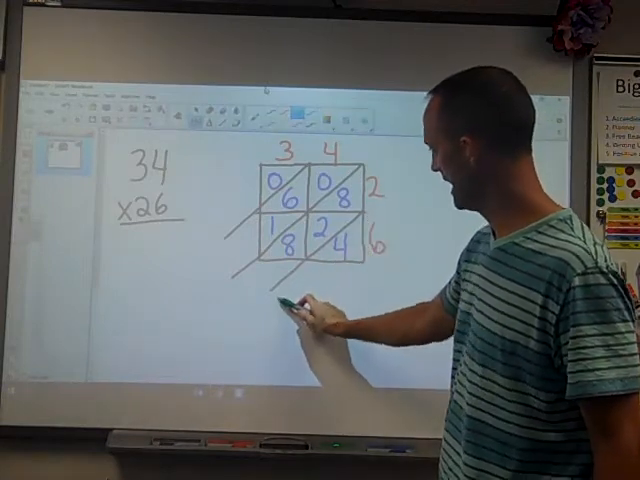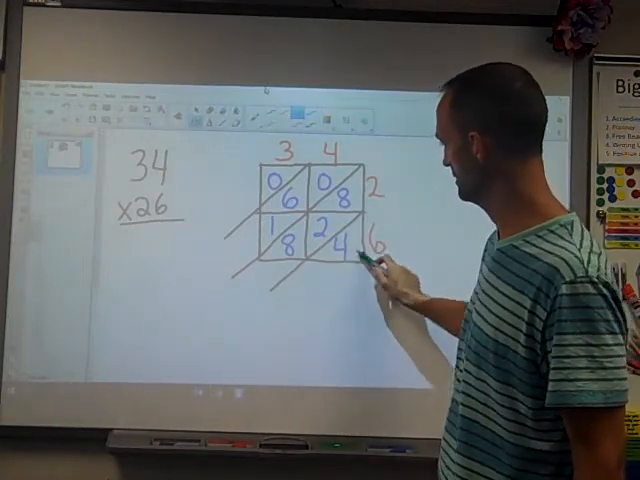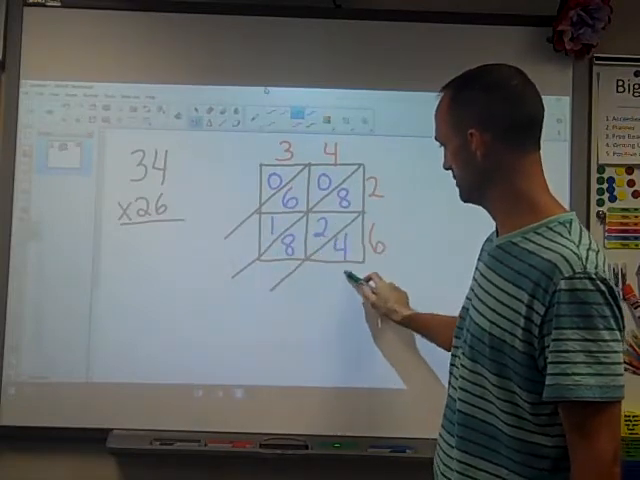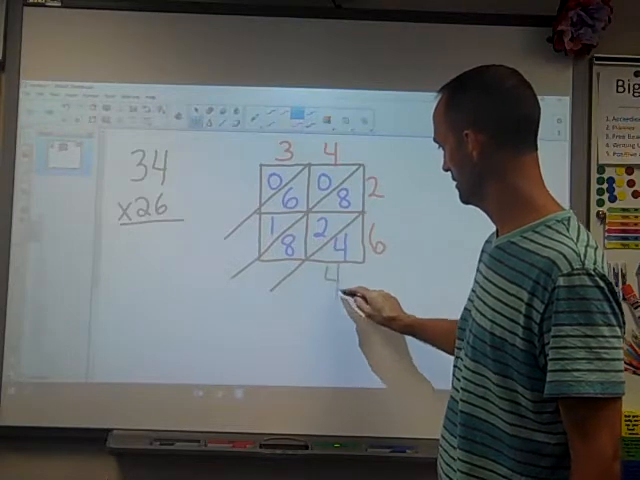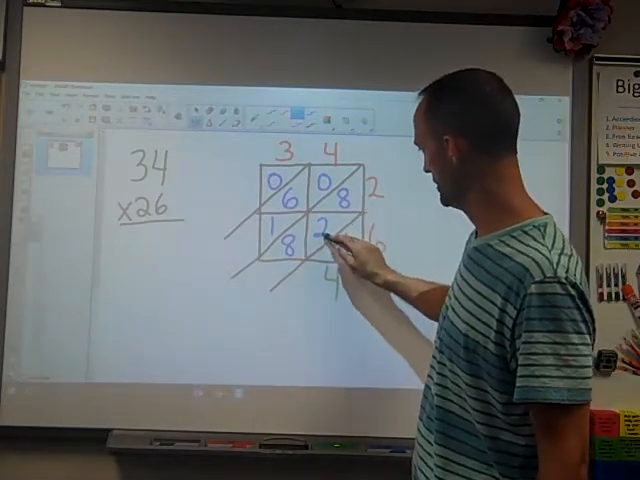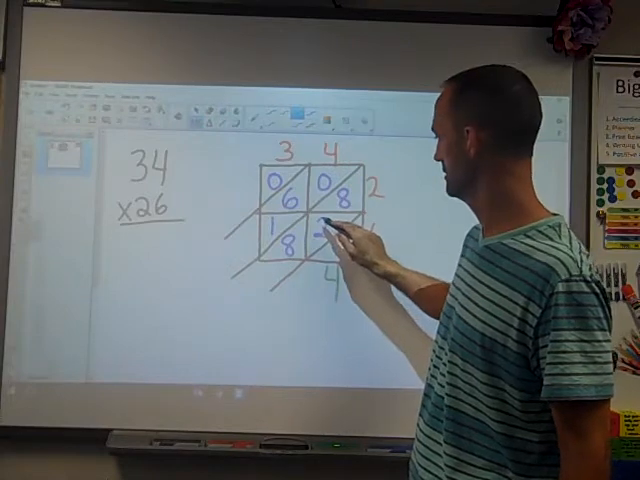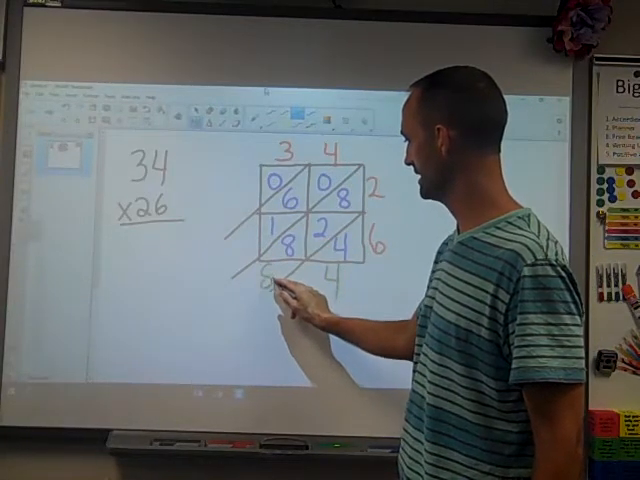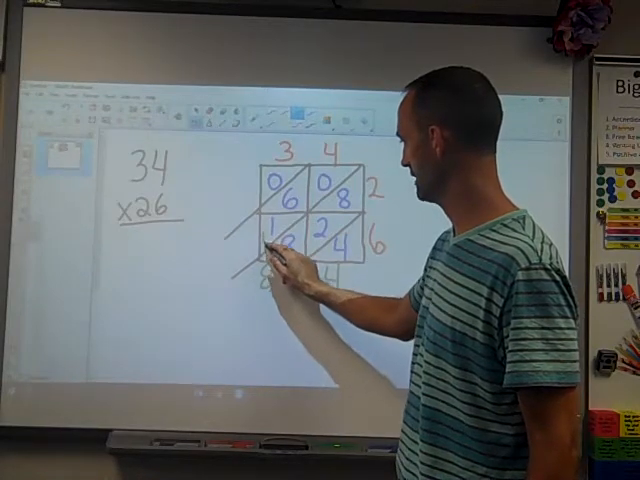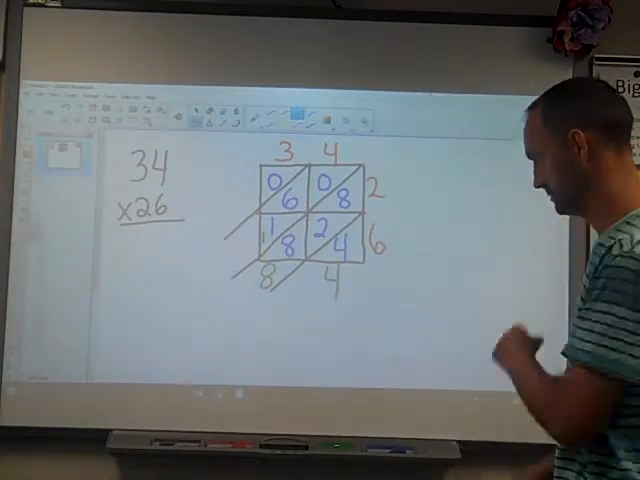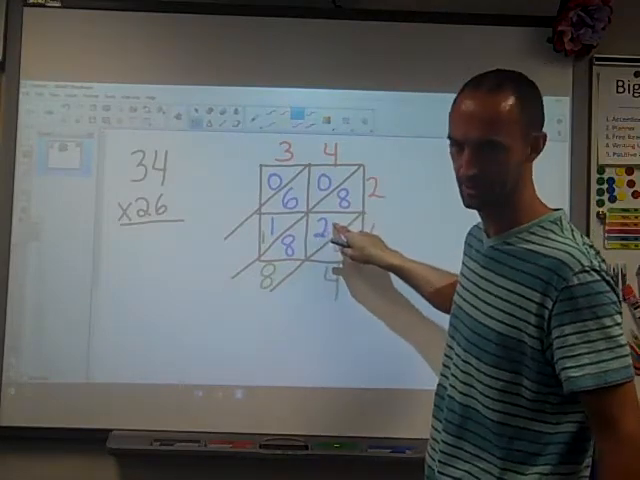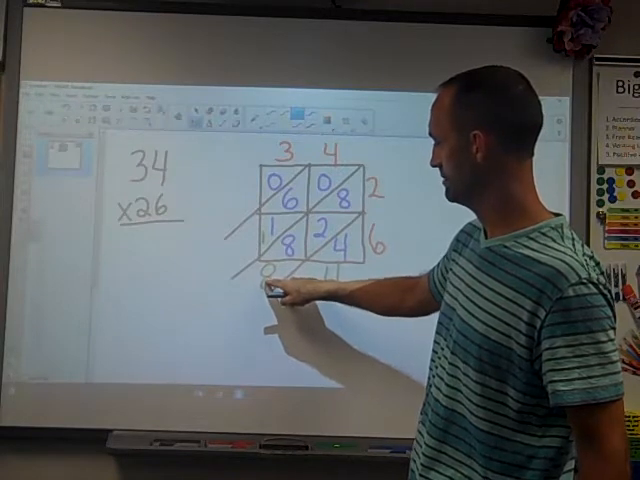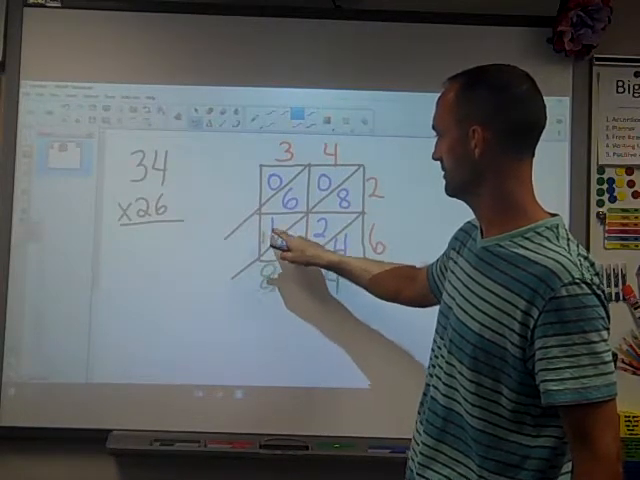Then looking in the diagonals, you add the numbers in each diagonal row. So here it's only 4. I put 4 there. 8 plus 2 is 10. 10 plus 8 is 18. I put just the 8 here and carry the 1 into the next row. So again, 8 plus 2 is 10. 10 plus 8 is 18. Carry the 8. Put the 8 here, carry the 1 there.